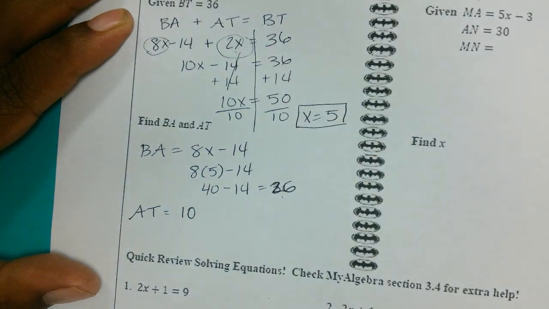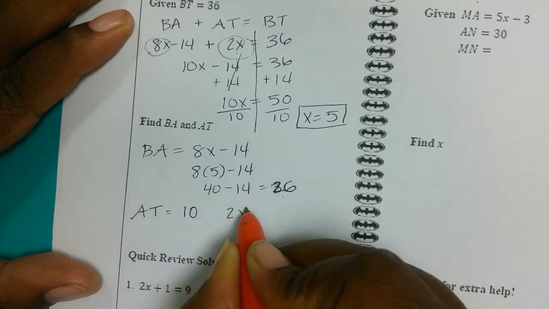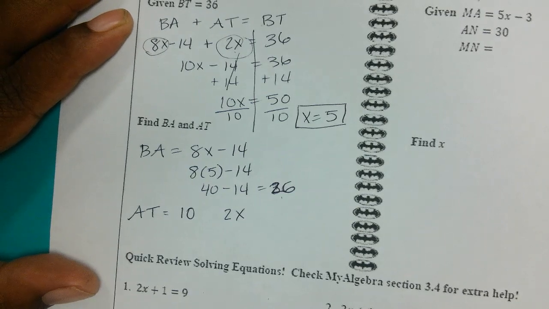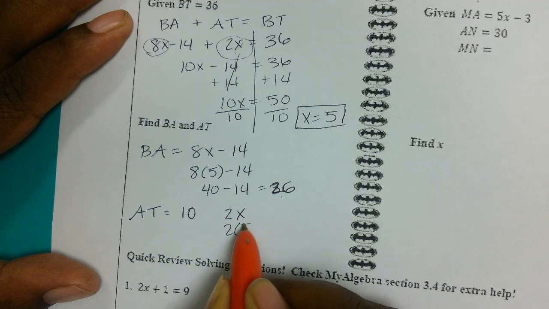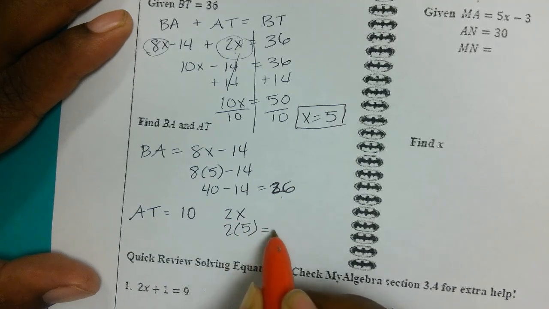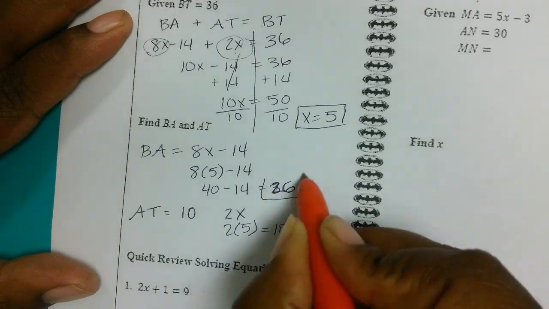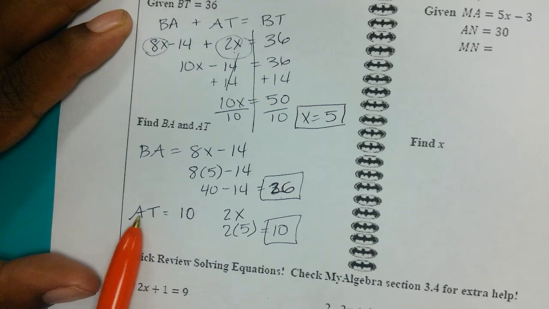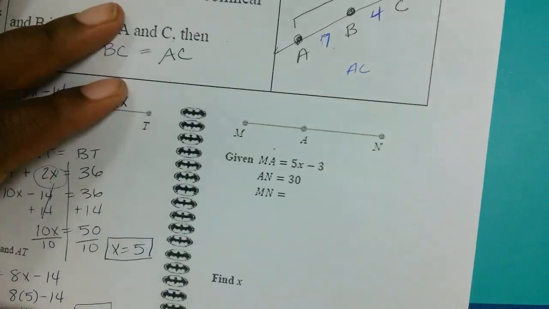Now, if I couldn't just come up with that on my own, again, I can just do what I did before, plug it into the formula. Plug it into the expression that they gave me. If AT is equal to 2x, substitute 5 in for x. 2 times 5, that's 10. So AT is equal to 10. BA, 26. AT, 10. So that's what my addition postulate is saying.